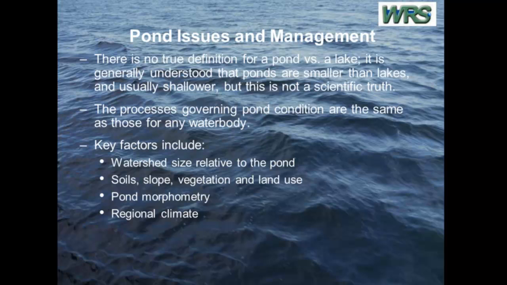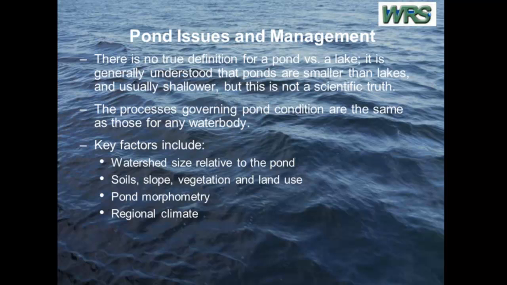Processes governing pond condition are pretty much the same as for any water body. It really doesn't matter how big it is. The key factors, though, are the watershed size relative to the pond. How big is the area draining into the pond relative to the size of it? If I have a tiny pond and a really big watershed, it's going to have a lot more water quality problems than a big pond with a small watershed. The soils, the slope, the vegetation, land use, everything that goes on in that watershed affects the water quality, how much algae and plants it will generate.